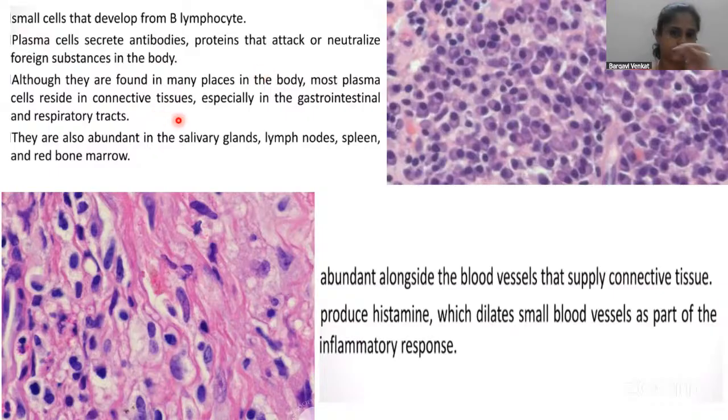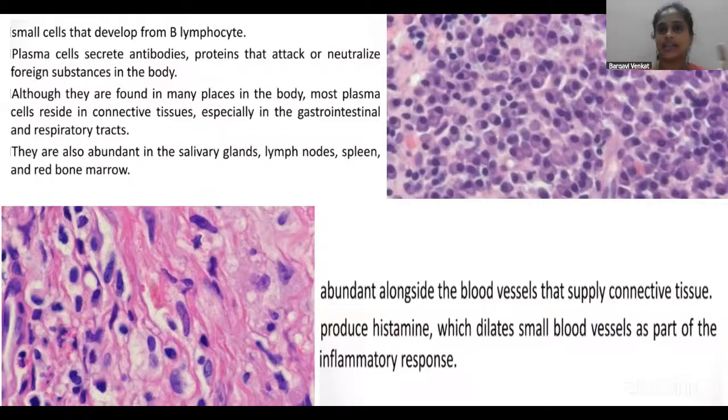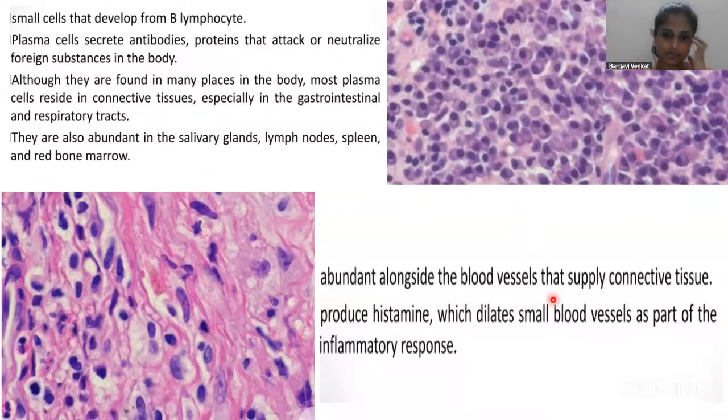They are usually seen in salivary glands, lymph nodes, spleen, red bone marrow. Almost most of the areas will have plasma cells. You can see here the nucleus is not centrally placed. It is pushed towards the corner, like here. It is called an eccentrically placed nucleus. One thing you can confuse is lymphocytes, but the plasma cells will have exactly eccentrically placed nuclei.